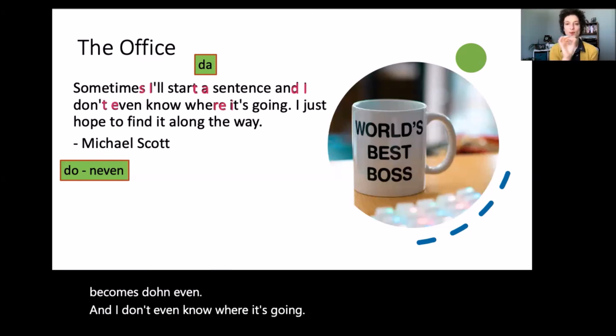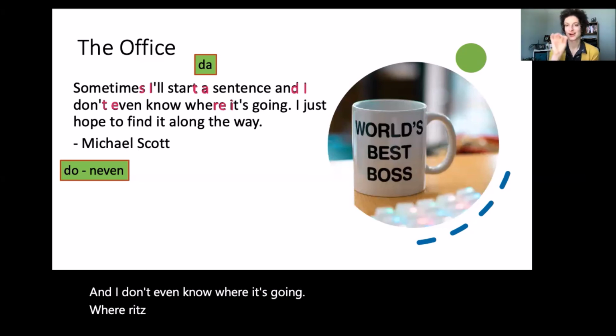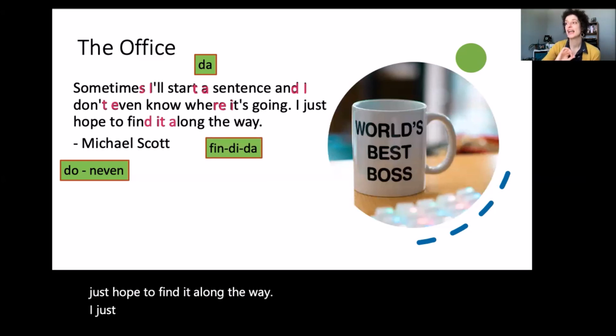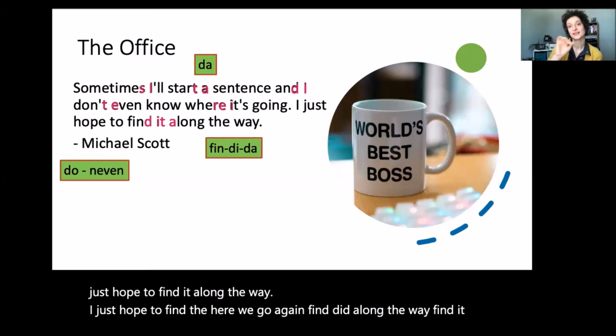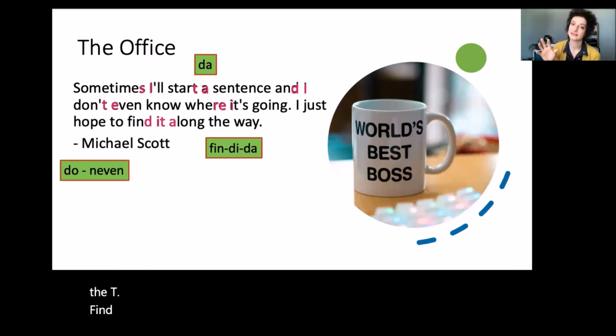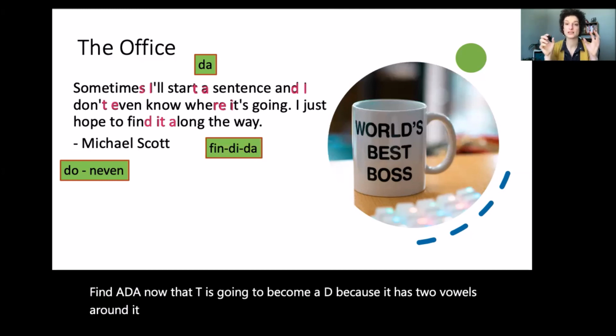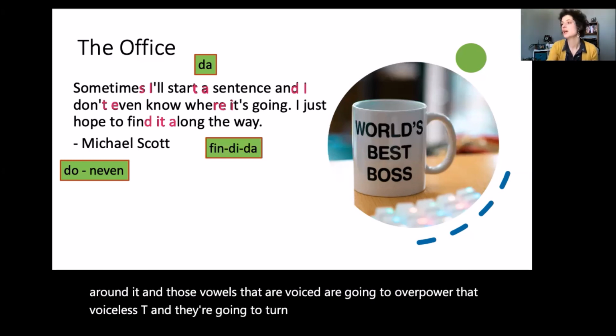Where it's. So that R goes on to the it's. Where it's going. I just hope to find it along the way. I just hope to find it. Here we go. Again, find it along the way. Find it. And the T, find it. Now that T is going to become a D because it has two vowels around it. And those vowels that are voiced are going to overpower that voiceless T and turn it into a D sound. And I hope I find it along the way.